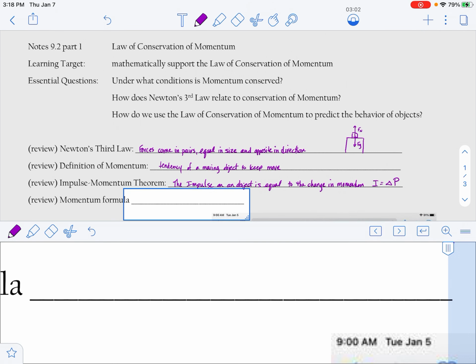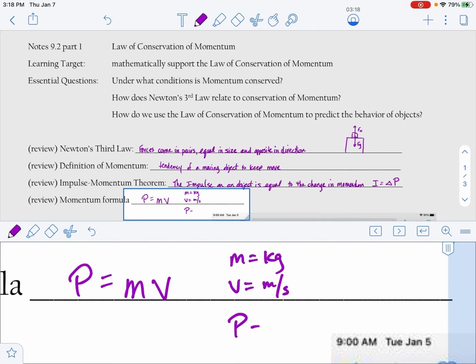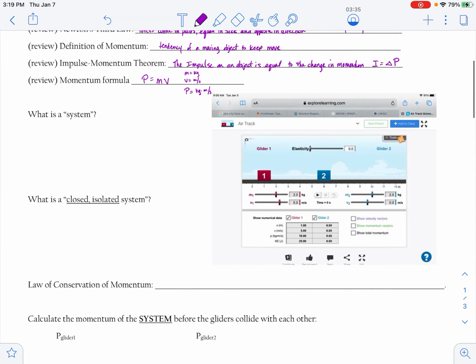And last but not least, here's the formula that we're going to be working with today, our momentum formula. So P stands for momentum, is mass times velocity. We want our mass in kilograms. We want our velocity in meters per second. So momentum is kilogram meters per second. All right, so those are the values that we are going to be working with today. So the first thing we're going to address is the conditions under which momentum is conserved. So let's take a look.